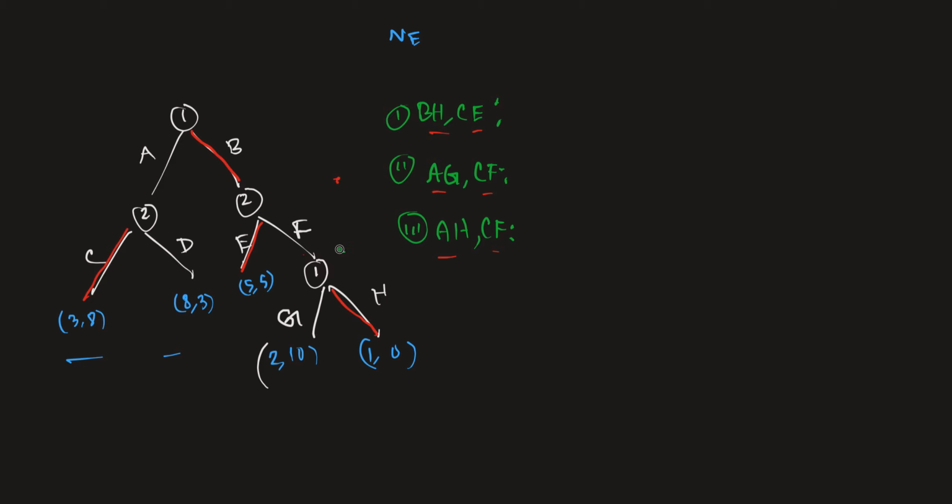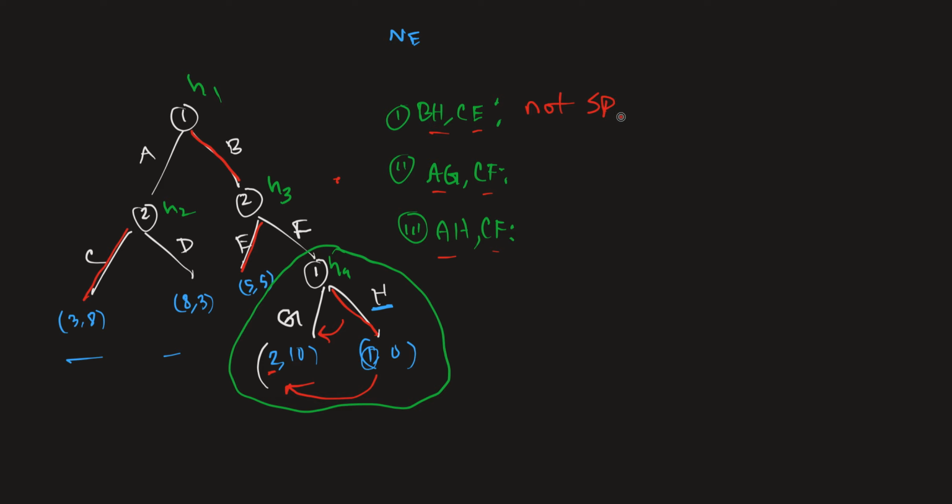Why? Because if we consider this subgame, the subgame starting from node H4, if you denote these H1, H2, H3, H4, this subgame where there is only one player, the action profile BHCE is not a Nash equilibrium. Here we see that player 1 is playing H and getting a utility of 1, but he can easily change his decision from H to G to get a utility of 2. So he can profitably deviate from his decision. So this is not a subgame perfect Nash equilibrium.